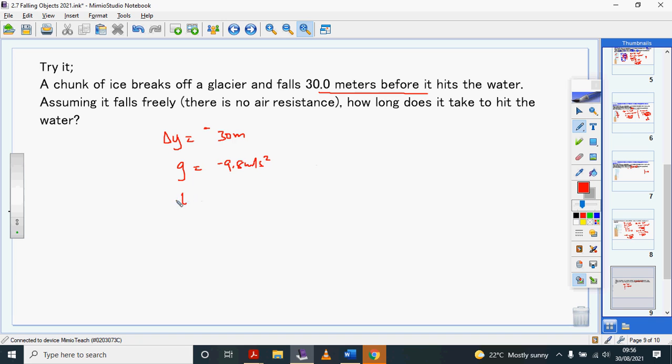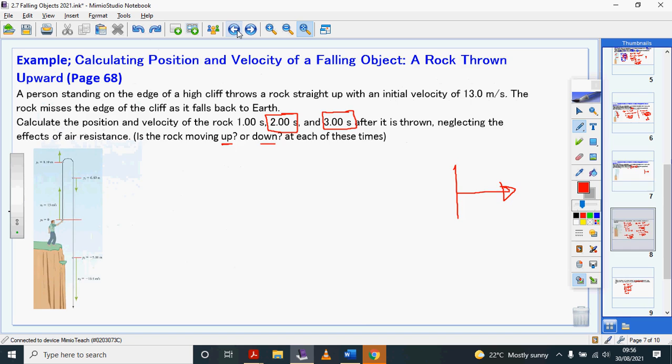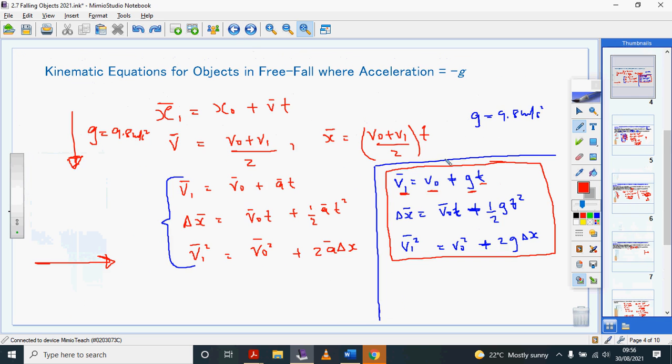How long does it take to hit the water? We don't know the time, but we know that it starts off with a velocity of 0 meters per second, because before it breaks off, the whole thing is just stationary. We don't need its final velocity, and it's not even asked for. So we have 3 knowns, and we just need to find one unknown. This is the trick for all of these kinematics problems: find 3 knowns, use them to find one unknown. Since we want time, go back to the equations and ask yourself, what do I have, what do I need?